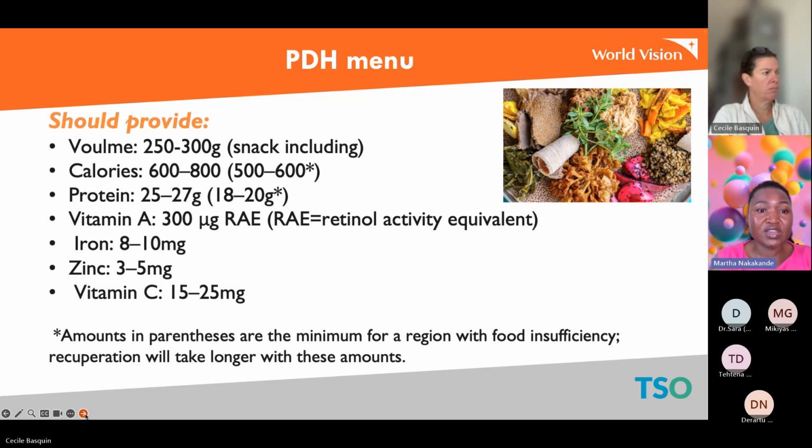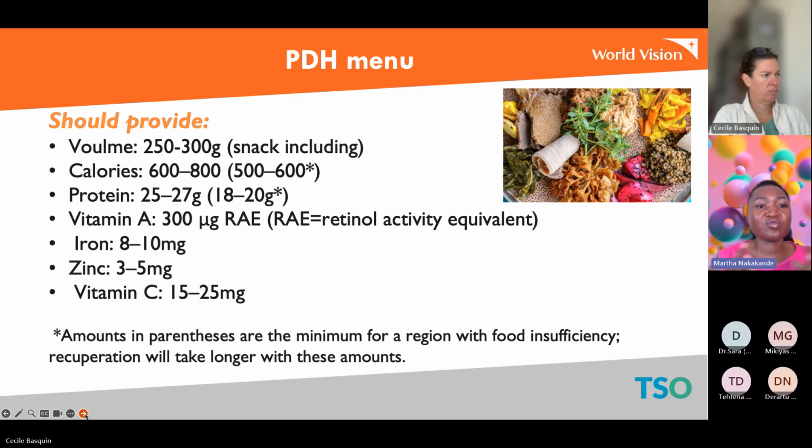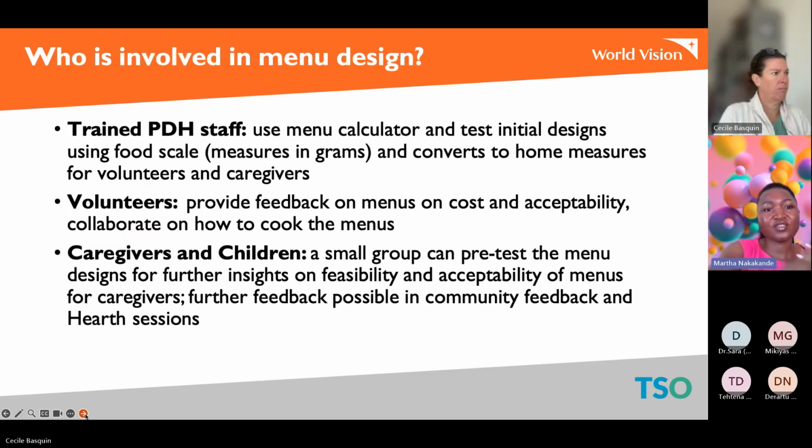Vitamin A should be about 300 retinol equivalent. The iron, you should be able to get at least 8 to 10 milligrams. The zinc should be at least 3 to 5 milligrams. The vitamin C should be 15 to 25 milligrams. And the question will be, how do we calculate these? And the answer is the calculator will calculate them for you automatically. So as you're creating your menus, try to get as close as possible to this.